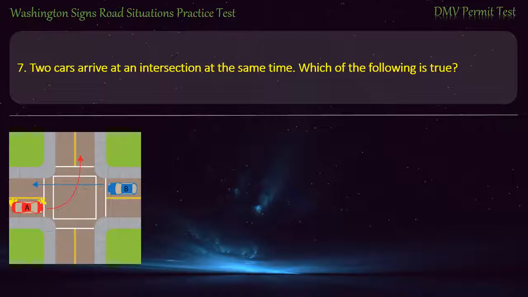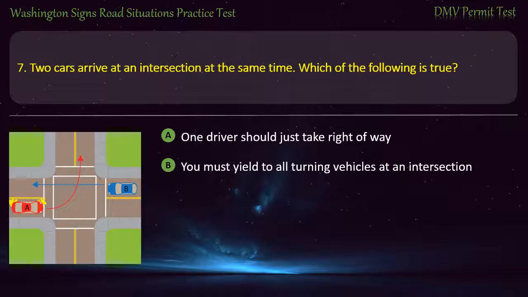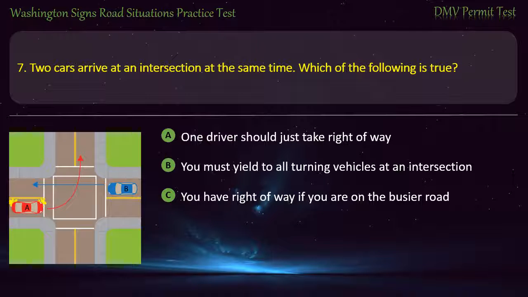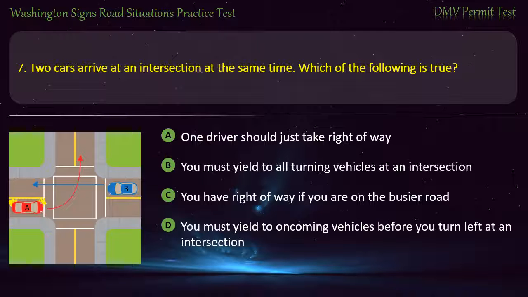Question 7. Two cars arrive at an intersection at the same time. Which of the following is true? One driver should just take right of way. You must yield to all turning vehicles at an intersection. You have right of way if you are on the busier road. You must yield to oncoming vehicles before you turn left at an intersection. Answer. You must yield to oncoming vehicles before you turn left at an intersection.